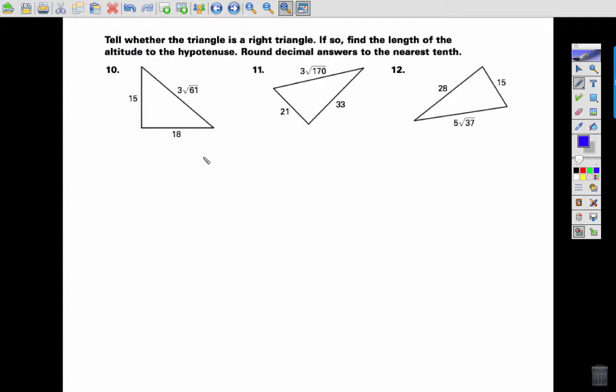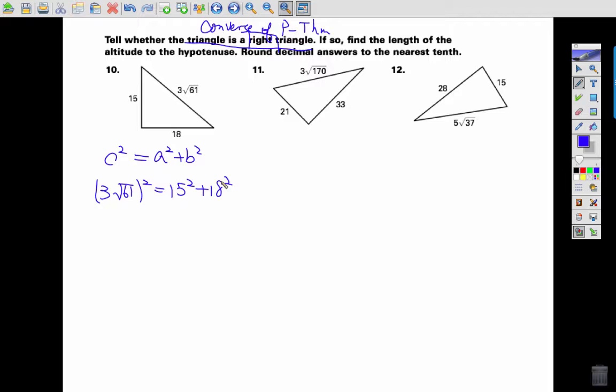So for this type of problem, it's asking us to tell whether a triangle is a right triangle. Remember, the theorem that we use is the converse of the Pythagorean theorem. You're looking to see what happens if c squared equals a squared plus b squared. C squared would be 3 root 61 squared equals a squared plus b squared.